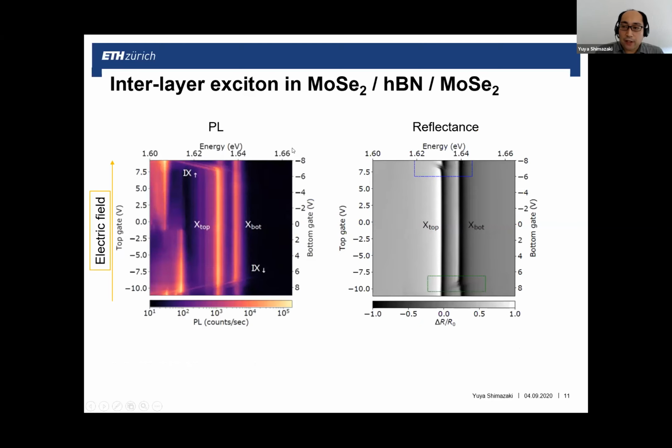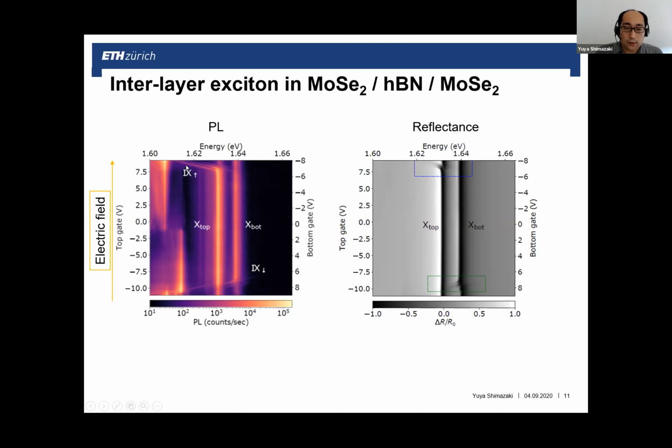Initially, I'd like to show the optical characterization of the system in the charge neutral regime. Here we control the two gate voltages to change the band alignment, or the electric field, of the system. This shows the photoluminescence spectrum of this bilayer system. And indeed, we see again the top layer exciton and bottom layer exciton luminescences here and here. In addition to these exciton luminescences, we see the interlayer exciton luminescences here and here.